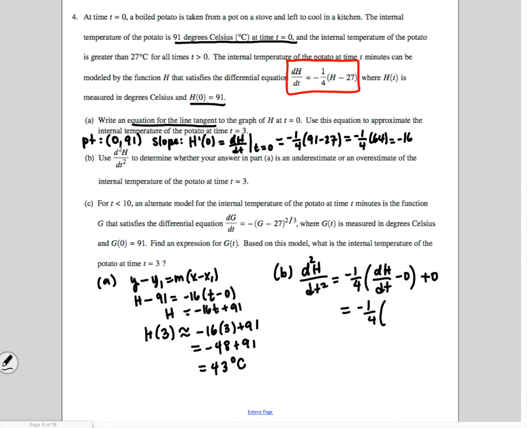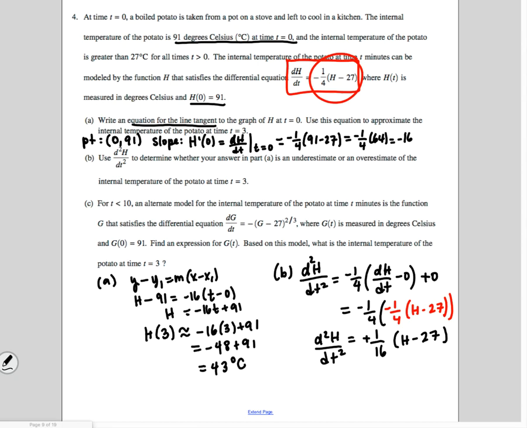Okay, so I want to plug in my dh over dt, which is just this in general, right? It's this -1/4 times h minus 27. Sorry, that took me a second. All right, so I'm going to get +1/16 times h minus 27. And I want to know if this is concave up or concave down at time, well, I guess for any time greater than 0. So is this concave up or concave down?